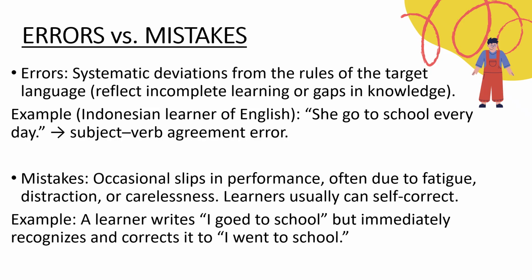Mistakes, on the other hand, are when you occasionally slip in performance because you are tired, distracted, or just careless. Here you can self-correct. For instance, somebody writes "I go to school," but immediately recognizes and corrects it to "I went to school." Maybe it slipped from the person's tongue, or it is just human lack of care, or a mistype.